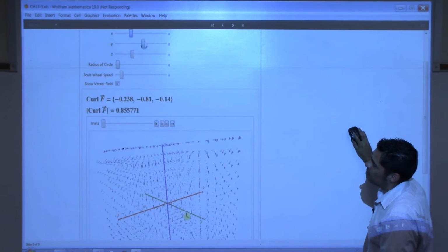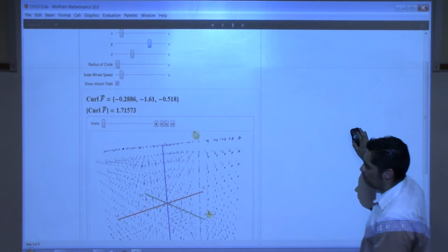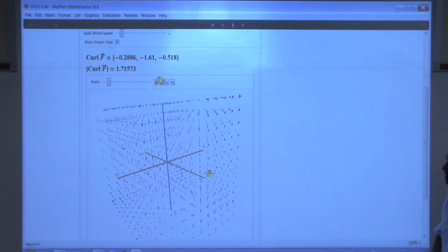It's slow because the computer is doing a lot of stuff right now. I don't see me getting negative curl. Oh, I'm sorry, I'm taking the magnitude of it. Oh well. You just have to deal with it. I think you get the idea. Oh, that's a lot. That seems a lot faster, right? So you get more twist there.